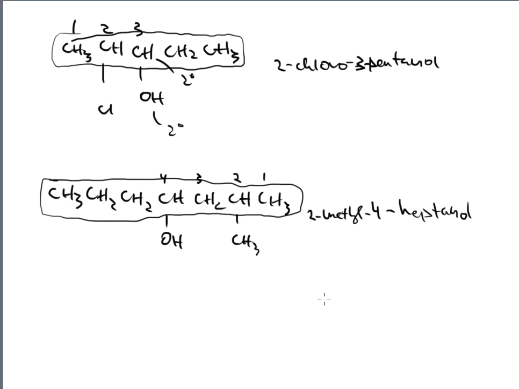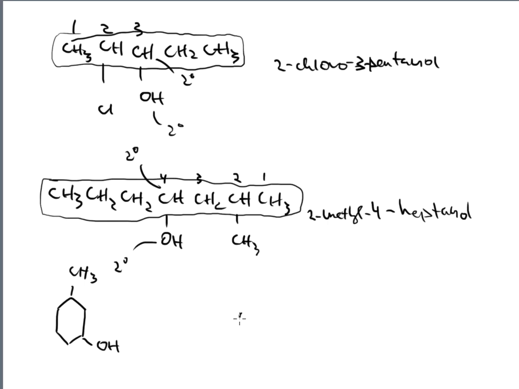So 2-methyl, 4-heptanol. The OH group is attached to a carbon. That carbon's attached to 2 others. So therefore, this is a secondary carbon, and that means that this is a secondary alcohol. Next, let's do a ring structure. Here's a ring structure with a CH3 group and an OH that comes off of it. We have to name this thing.